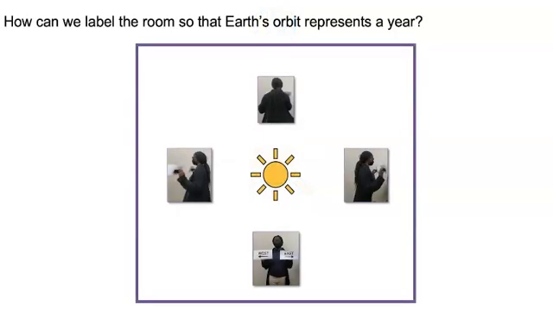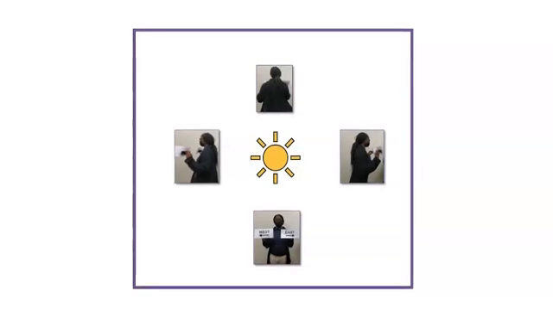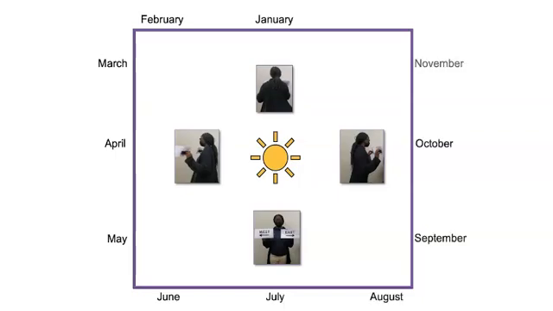How can we label the room so that Earth's orbit represents a year? Maybe we can mark different sections of the room with the months of the year to indicate where Earth should be when certain constellations are visible. Earth should orbit in the order of the months of the year, right? So now we have the months of the year.